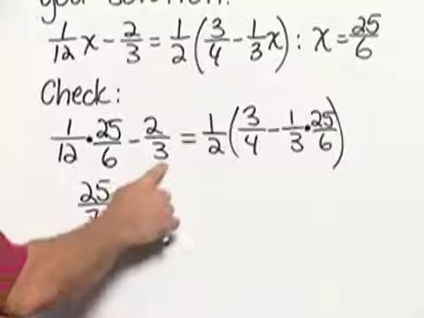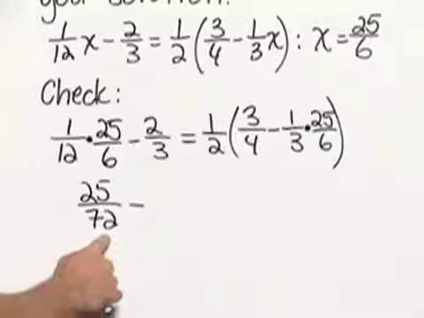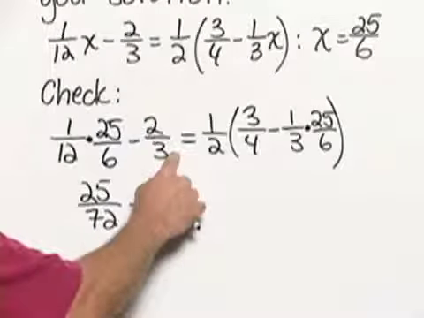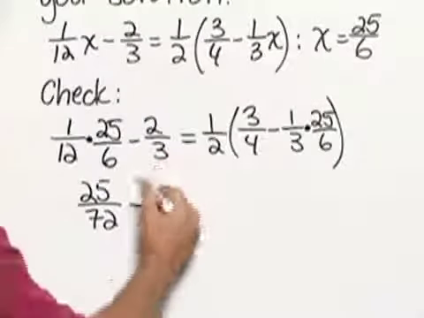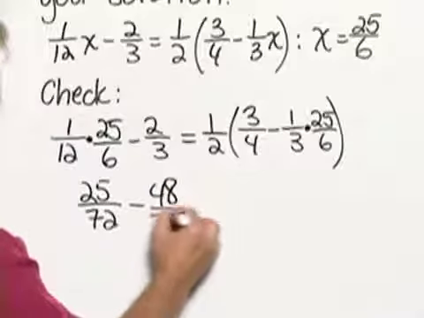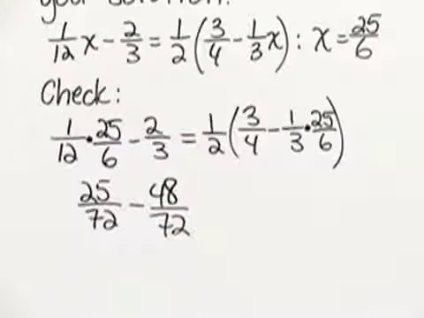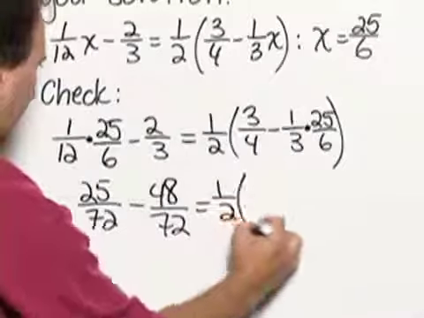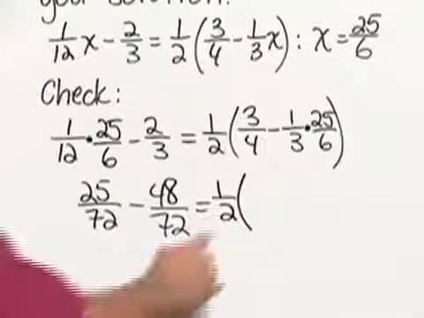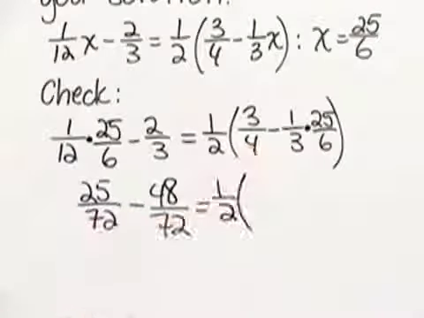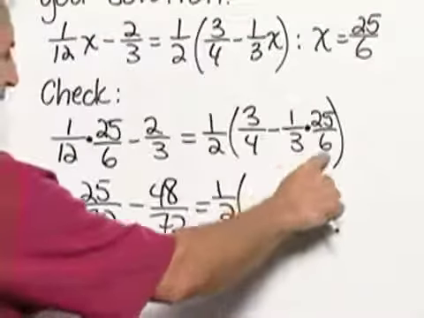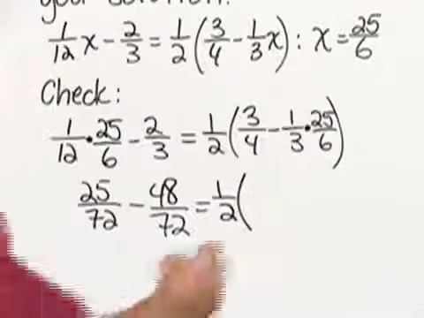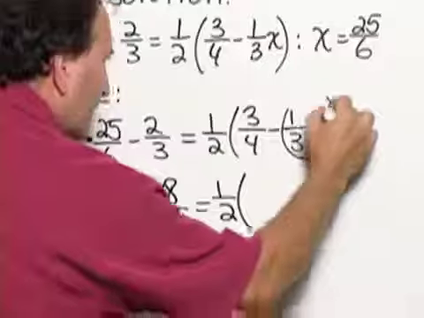Now, to create a common denominator, which would be 72, we would have to multiply both the numerator and denominator by 24. So this would become 48 over 72. On the right-hand side, we have the 1/2, and then in the parentheses, I'm going to wait before I write this because when I multiply, I'm going to have 18 in the denominator.